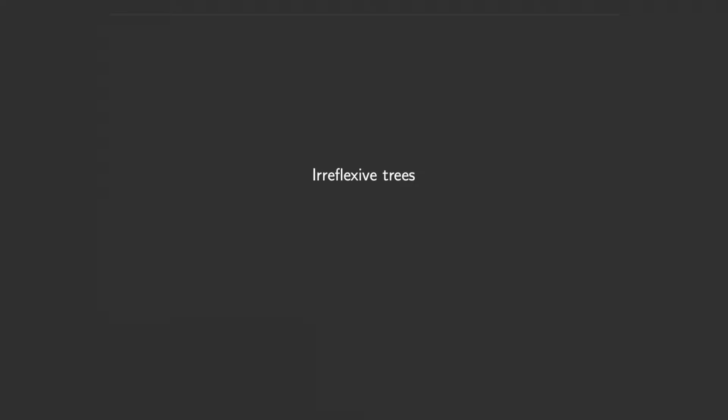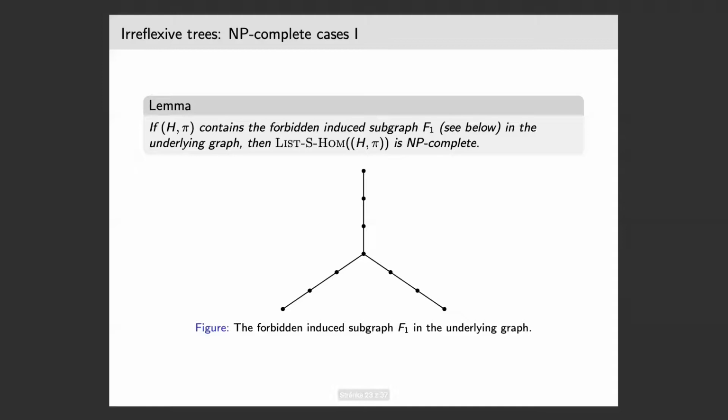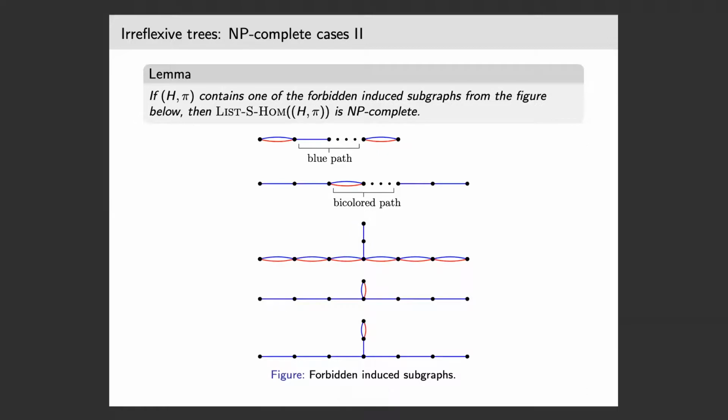Let me now proceed to irreflexive trees. We will first consider some forbidden induced subgraphs. The graph F1 from the figure on the slide is forbidden as an induced subgraph in the underlying graph. This means that if H is not a two-caterpillar, the corresponding list homomorphism problem is NP-complete. This figure further depicts families of graphs which are also forbidden. Most of these have been ruled out based on finding a structure called chain in them. As that is quite technical, I refer to the paper for details.